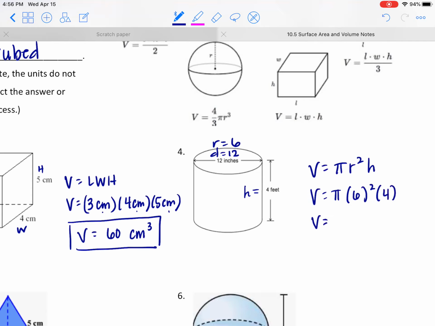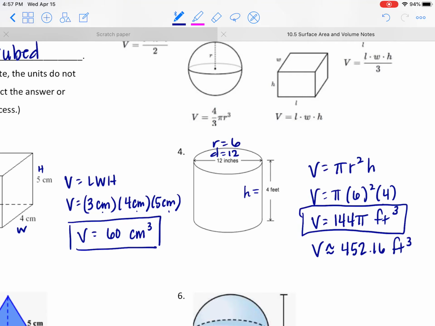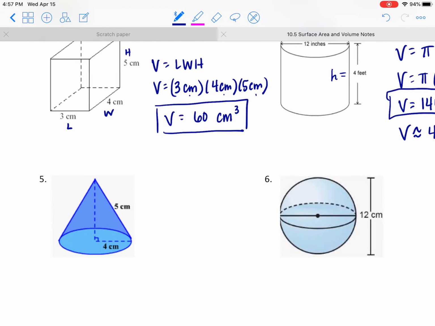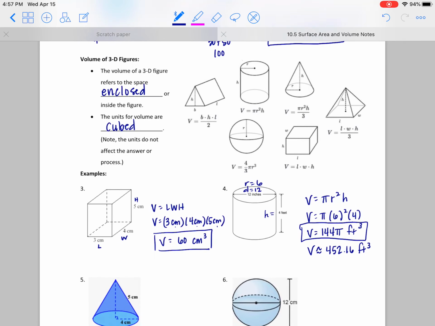So if we multiply by 3.14, then we're going to get 452.16. So approximately 452.16 feet cubed would be the approximated answer.